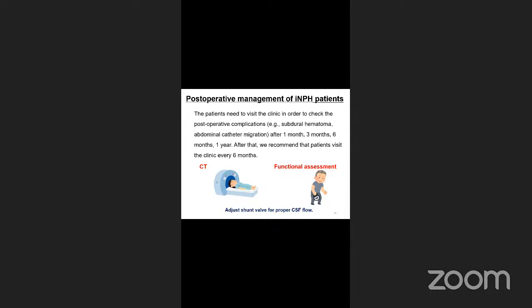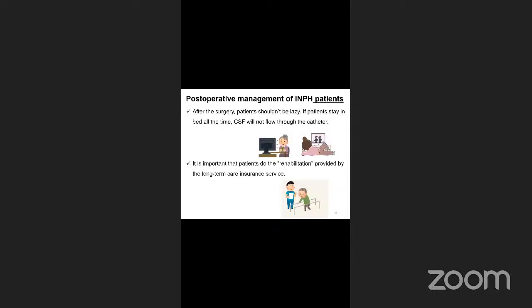We check for subdural hematoma and abdominal catheter migration, and adjust the shunt valve setting for proper CSF flow. After the surgery, patients shouldn't be lazy. If patients stay in bed all the time, CSF will not flow through the catheter. It is important that patients do the rehabilitation provided by the long-term care insurance service.